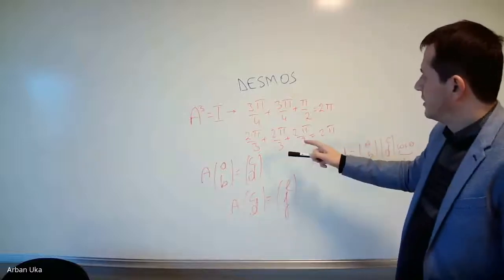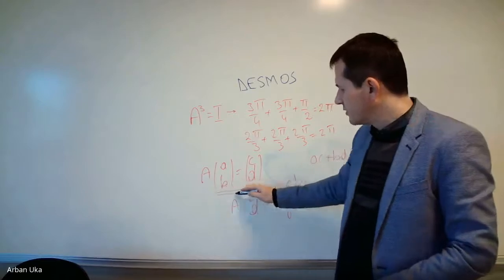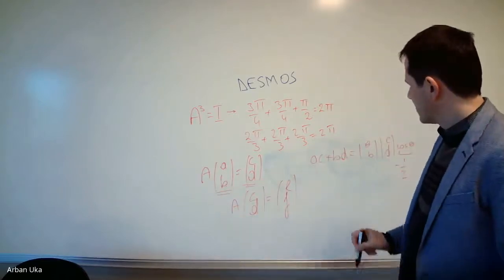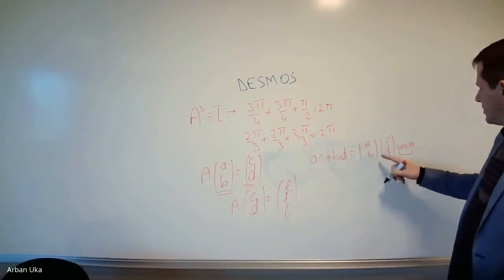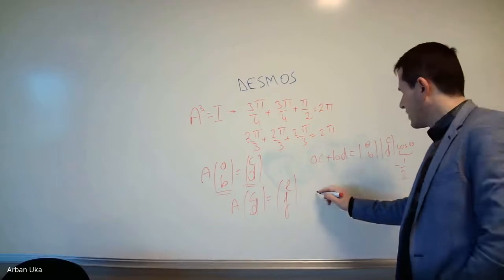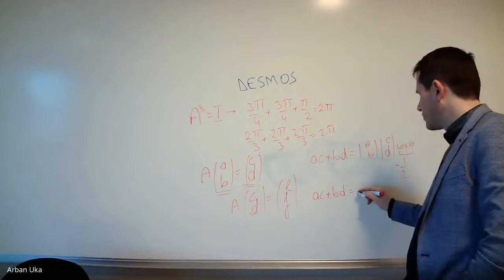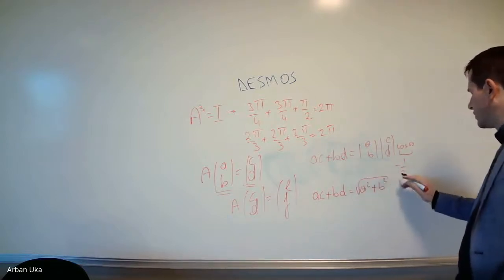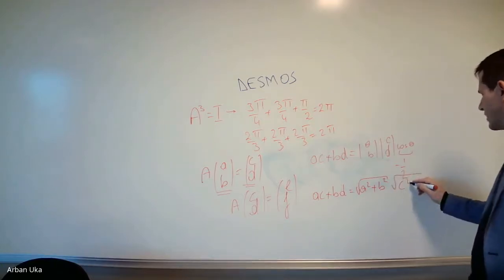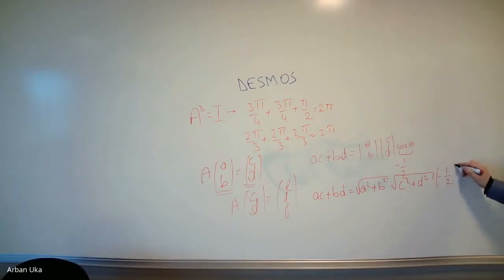In the homework, you are given the matrix A, and you are expected to find the vectors which satisfy a certain condition. The equations are going to look like this: AC plus BD is equal to the magnitude of these vectors. So we'll have that AC plus BD is equal to the square root of A squared plus B squared, times the square root of C squared plus D squared, times minus 1 over 2. Okay? So this is one of the relationships.